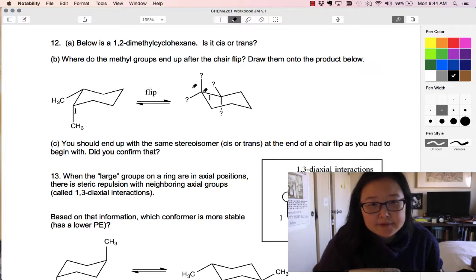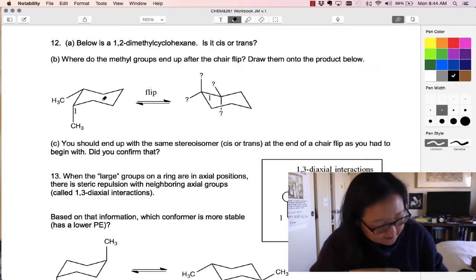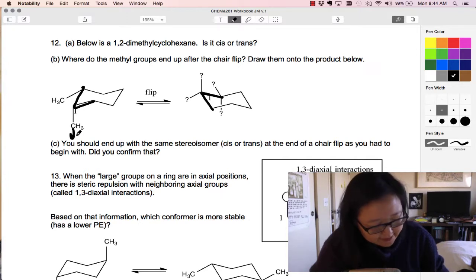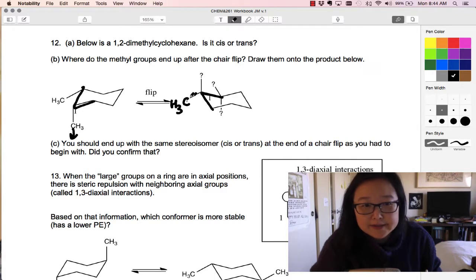So what happens after the flip? Here's my carbon 1. So I took this V and I flipped it up. Where should the methyl be? Up or down? Well, it's down before, so it stays down. So it's got to be here, and this happens to be equatorial. So axial turns into equatorial, but down stays down.